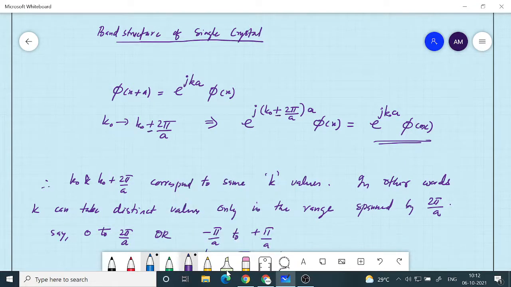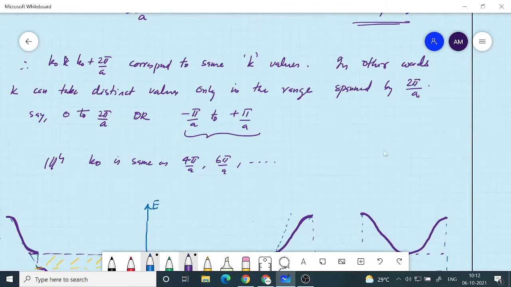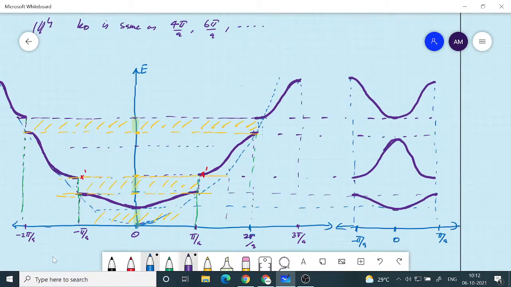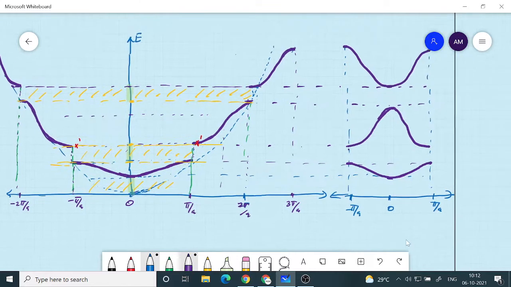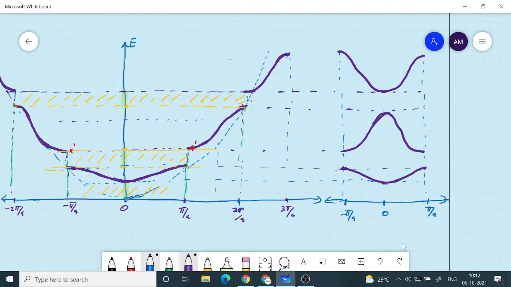Then I get essentially the same wave function. So they are not different k values, they are the same k values. So k is restricted to take values from minus pi by a to plus pi by a. Now you can see that for a given k value you can have various energies. In a free electron there is only one energy that electron could take, but in the case of an electron or particle in a crystal, it is allowed to take various values. So that is what excited states means.